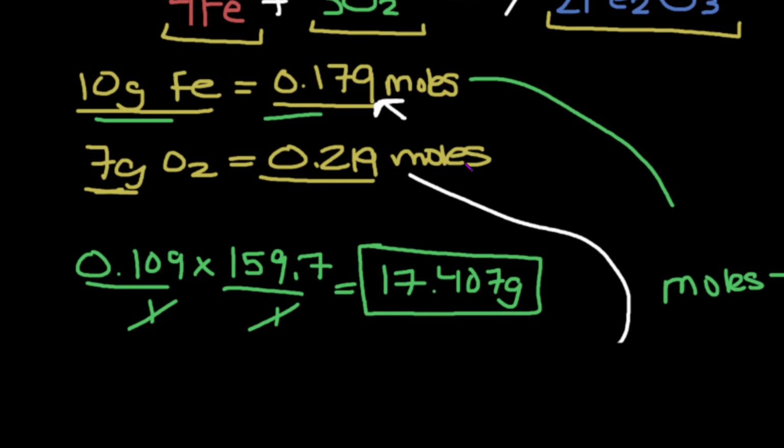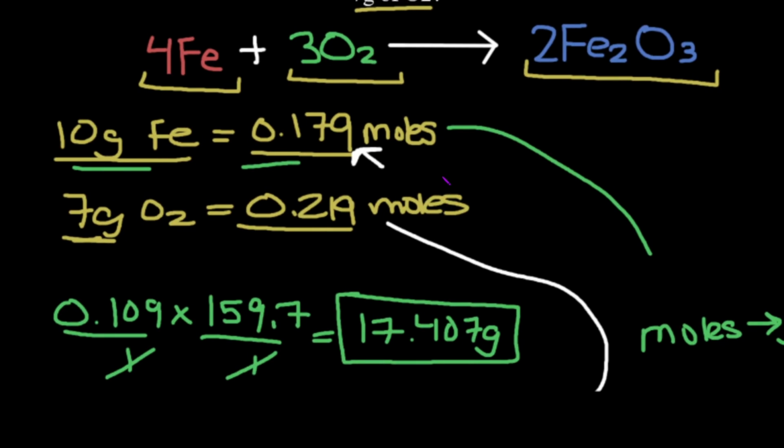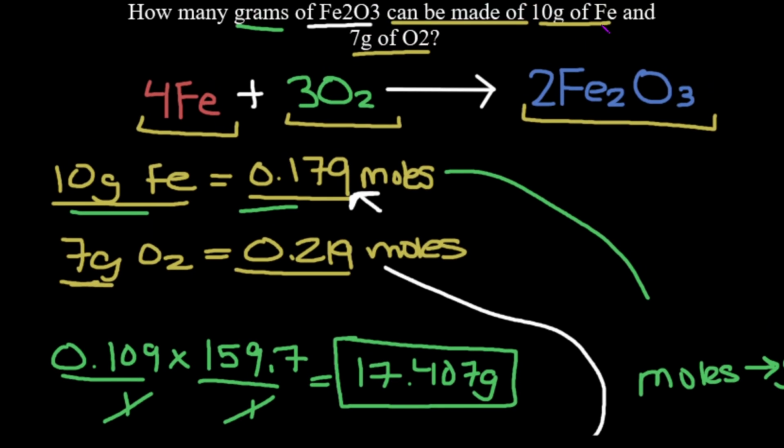So this is the answer that you would receive. So to conclude, you know that from 10 grams of iron and 7 grams of oxygen gas, you would get 17.407 grams of iron oxide. Alright, this was some basic information of stoichiometry and limiting reactant. I can make another video on how to convert moles to mass and mass to moles, and explain why you would want a number in moles instead of mass, and sometimes in mass instead of moles.